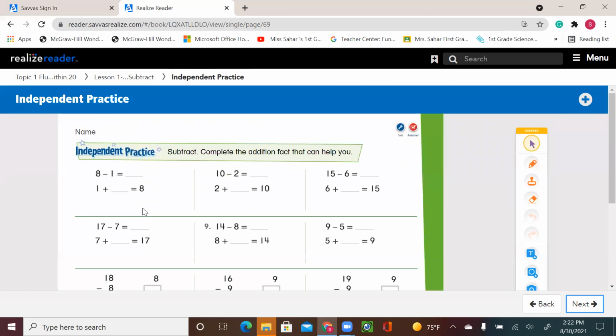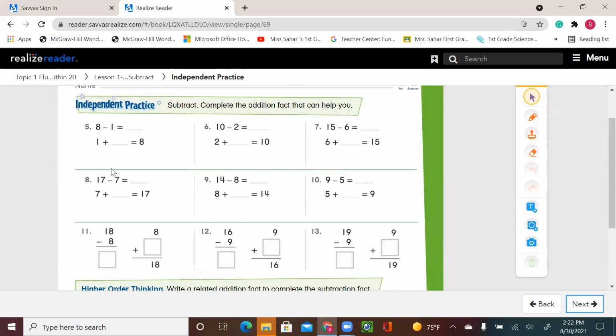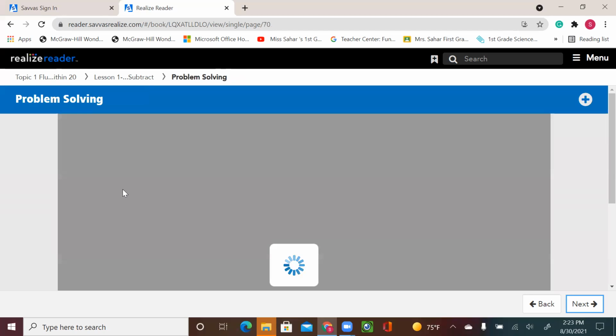All right, let's go to the next page. And that's your turn. Independent practice. From number 5 to number 14, you do the same. 8 take away 1, your answer will be, that means 1 plus the answer you find equals 8. As we say, this is proof that addition and subtraction are related. All right, let's go to the next exercise.